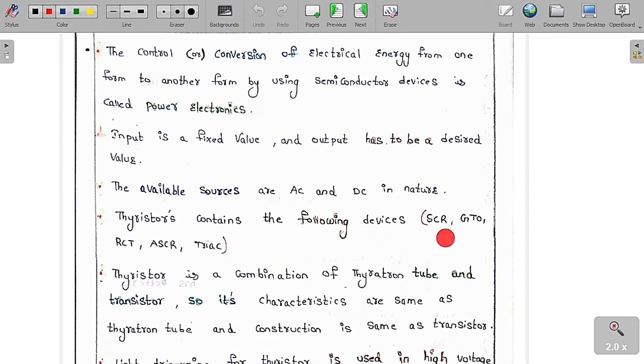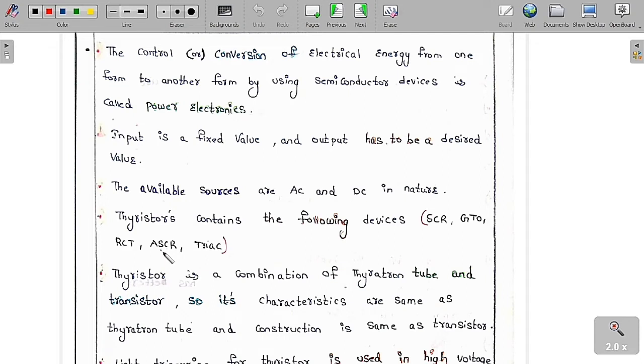Thyristors contain the following devices: SCR, GTO, RCT, ASCR and TRIAC. Thyristor is a family group name, and in that family we have SCR, GTO, RCT, ASCR and TRIAC. SCR means semi-controlled rectifier, GTO means gate turn-off thyristor, and the turn-off gain of a GTO is a very low value.